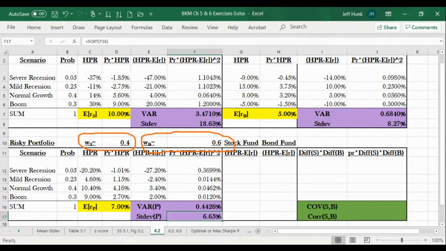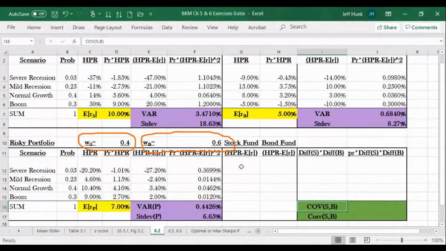So I reduced the risk by constructing a risky portfolio with stocks and bonds by that weight. And depending on the weight, if the weight was the opposite, then probably our standard deviation didn't benefit that much. I'm going to find the covariance.